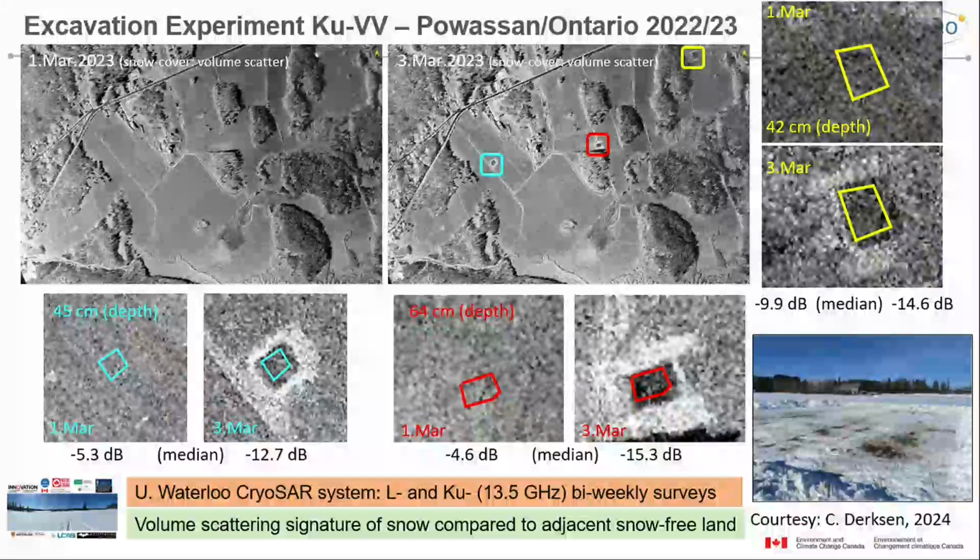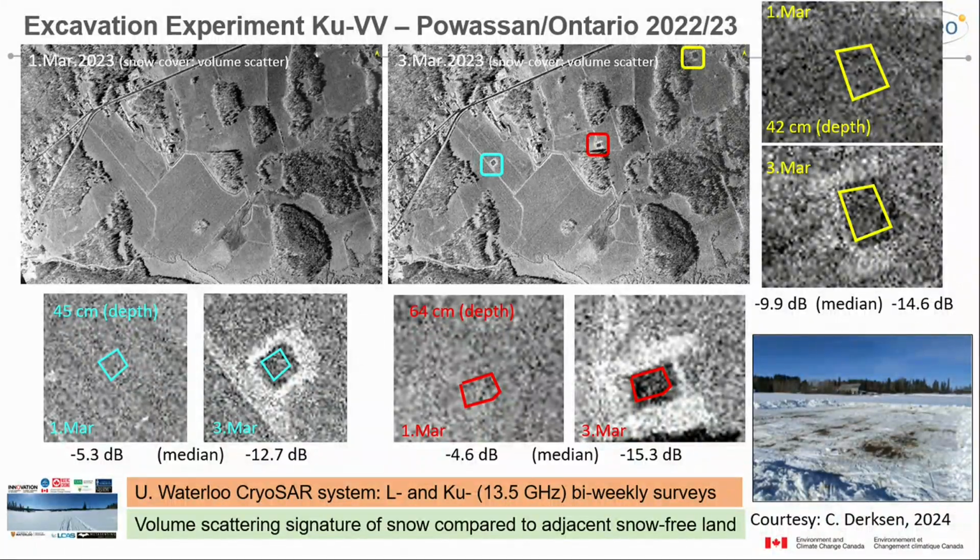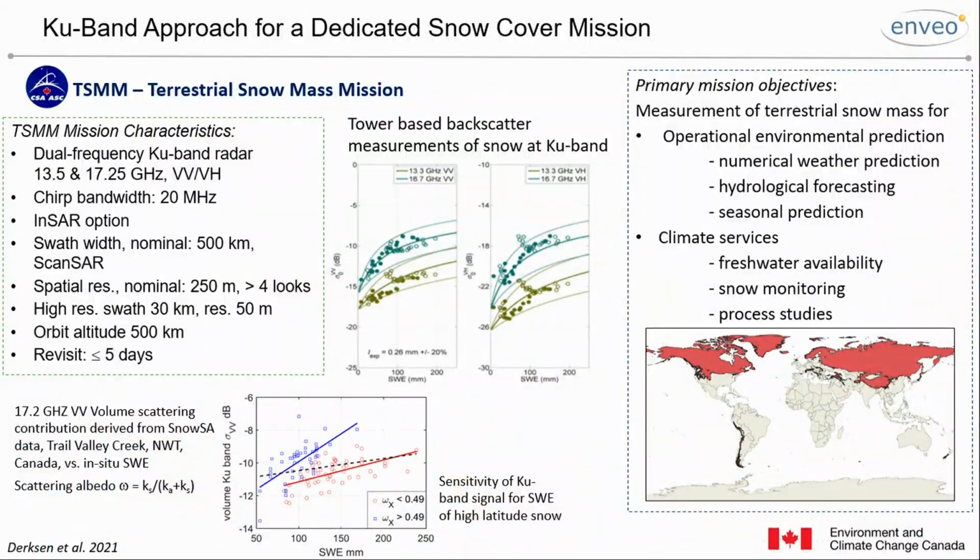So what we see here is a super simple experiment. Ku band is an excellent frequency for this, and this was one of the motivations to define a terrestrial snow mass mission. This is still under evaluation by the Canadians. It's a dual frequency mission at Ku band, operating at 13 and 17 gigahertz, providing VV and VH, very similar to CoReH2O. But CoReH2O had X and Ku band, so high Ku band and 70 gigahertz. This is using only 13 and 17 gigahertz.